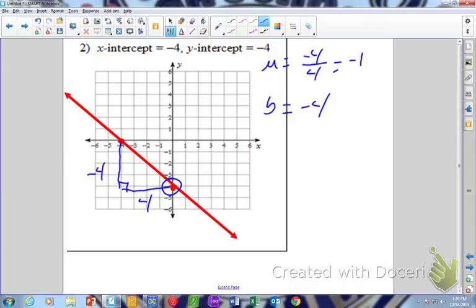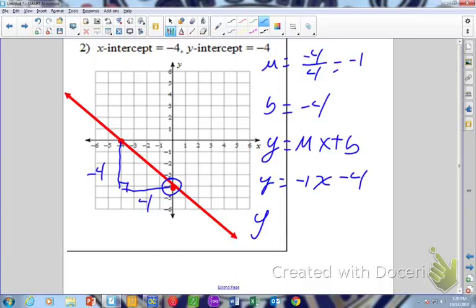Okay? Now I'm just going to substitute what I know. So I know that I am looking at this formula called slope-intercept form, which is y is equal to mx plus b. So y is equal to negative 1x minus 4. Or when I simplify, I can put y is equal to negative x minus 4. Please understand that either of these two is correct. It's just that in math we don't put the negative 1. It's already implied there when we look at it.